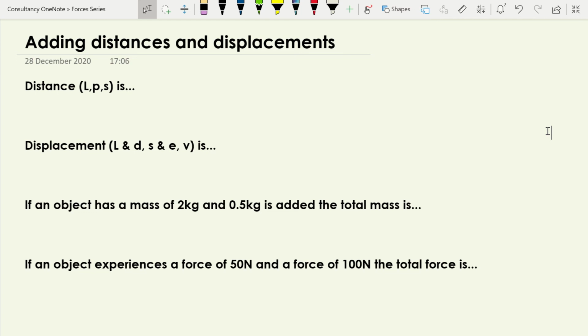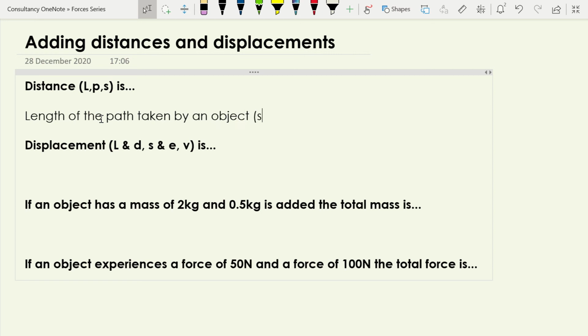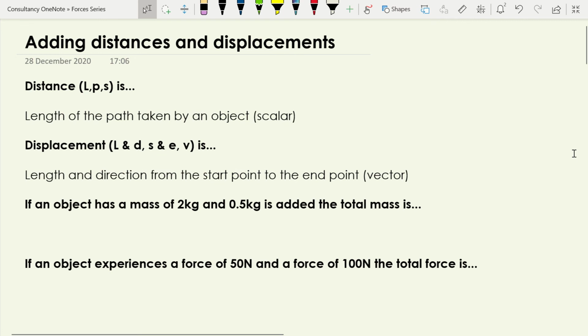All right, so I'm going to assume that you've done that. So let's take a look at what each of these things are. Distance is the length of the path taken by an object, and it's measured in meters, and it's a scalar quantity, so it just has magnitude, not direction. Whereas displacement is the length and direction from the start point to the end point. So it's a vector because it has a magnitude and it has a direction. It tells you how we go from the start to the end.